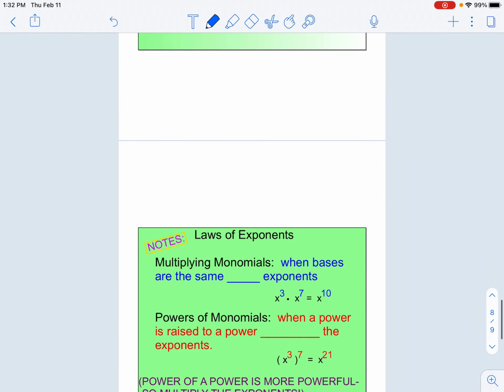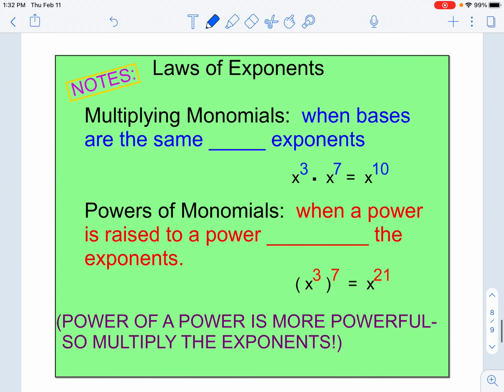We're going to get our notes on this just to fill some things in and make sure you have an understanding. So, multiplying monomials. This is what we did before. When the bases are the same, so here's an x, here's an x, and you're just multiplying, what you're doing here is adding. You add the exponents. Because remember, this is like 3 x's multiplied with 7 x's, and that gives you 10 x's altogether.